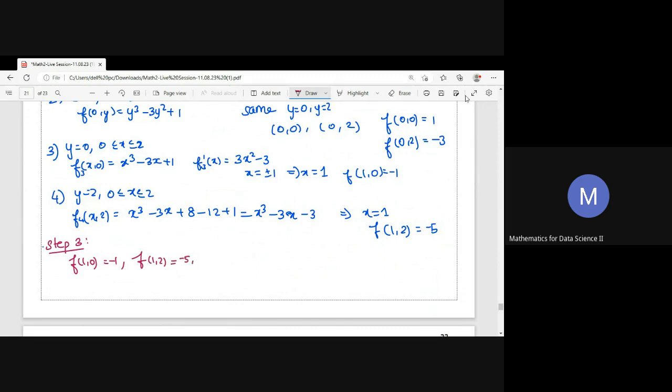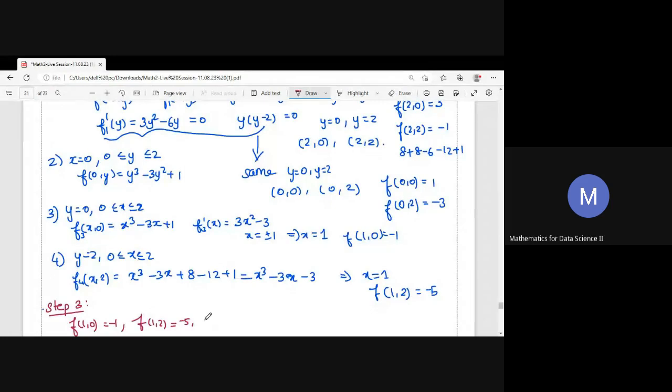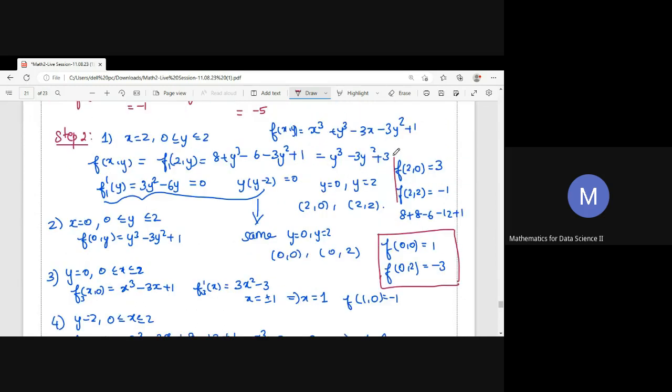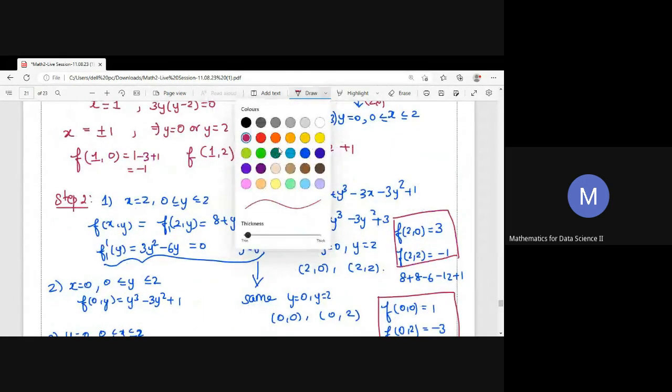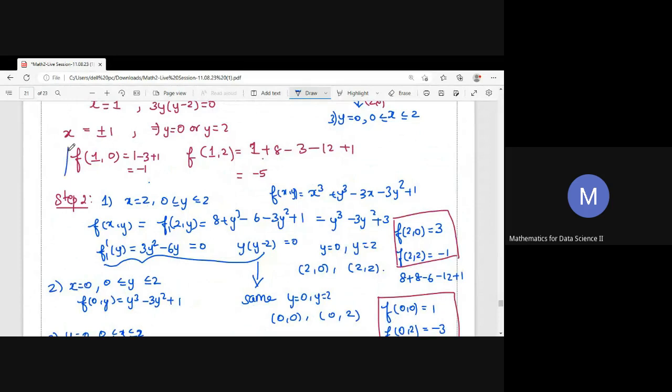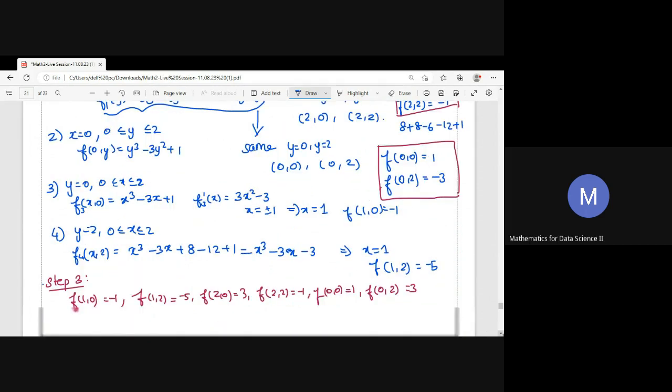And then we had these points here. F of 2 comma 0 is 3. F of 2 comma 2 is minus 1. And then f of 0 comma 0 is 1. F of 0 comma 2 is minus 3. So these values here, and then these values here, and then these values from here. Okay, these are the values I have considered for step 3.